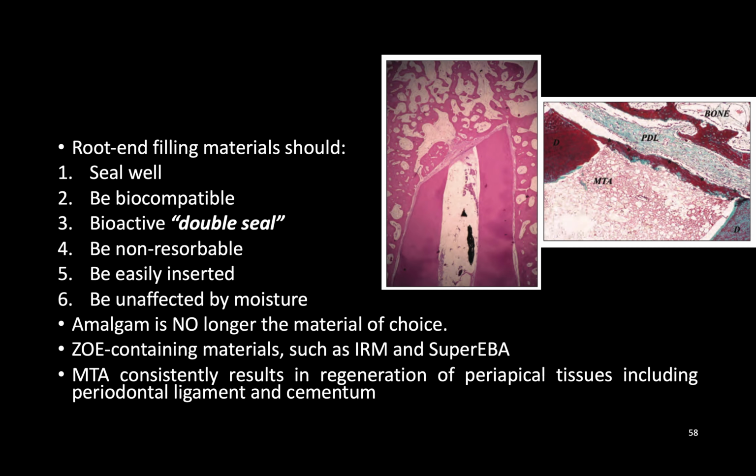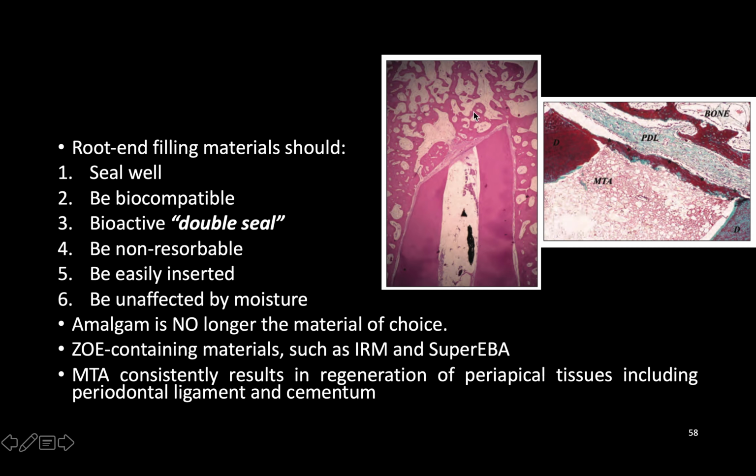Now, these are the desirable properties of the root end filling material. It should seal well. It should be biocompatible, so it won't cause any irritation to the periapical tissues. It should be bioactive to provide a double seal. And when we say a double seal, we mean a seal that consists of a physical barrier provided by the root end filling. Okay, so physically there is a seal by the root end filling material, as well as a biologic seal formed by regeneration of the periodontal tissues and the bone around the resected root surface. And this is the ideal outcome.